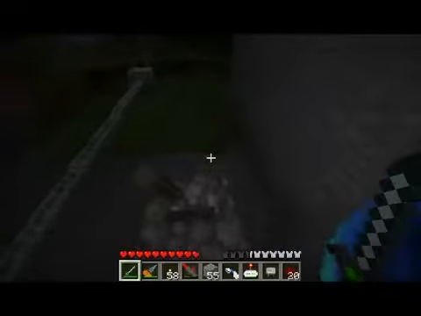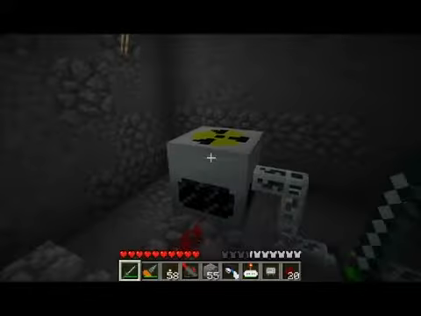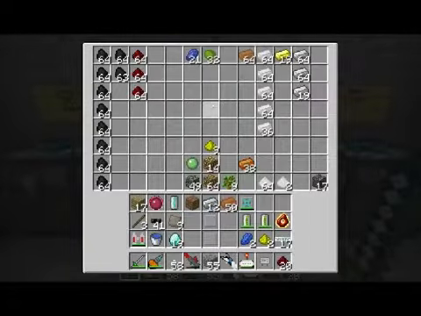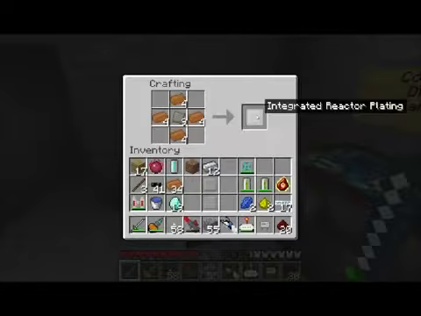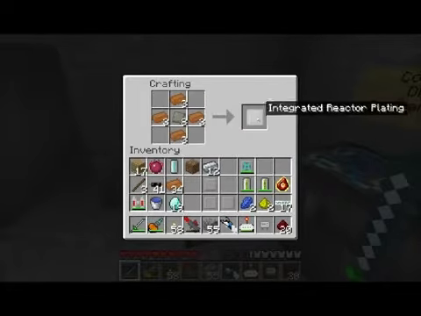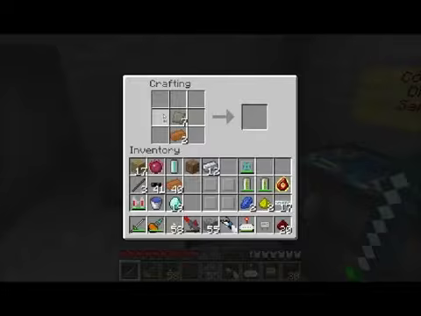So one more component I want to show you about this nuclear reactor, and I'll be right back to do it. Okay, so what's Direwolf going to build for us now? Why is he building more reactor platings? Good question.